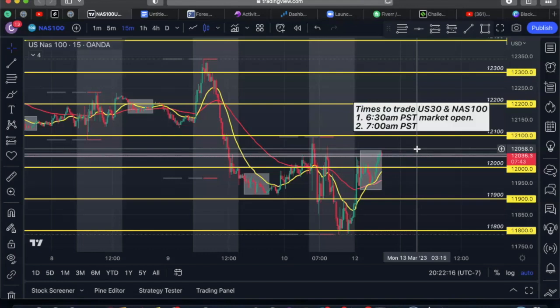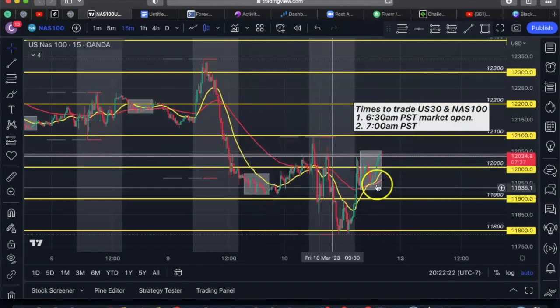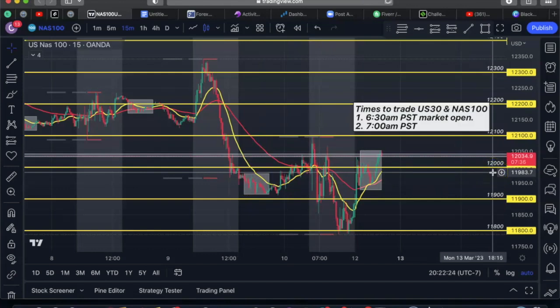You guys need to be trading when there's money in the market. It's pointless to trade during the Asia session. London session's cool, but I like the New York session. That's where I've seen the biggest moves occurring.